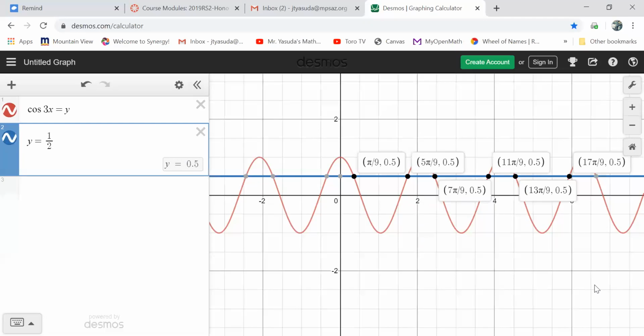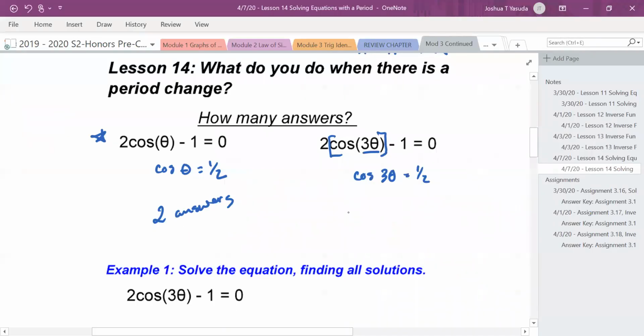And the reason being, right, if I go back to OneNote, okay, what's the matter? Tell me. The reason we're going to get 6 answers. Oh, did somebody have a question? Sorry.